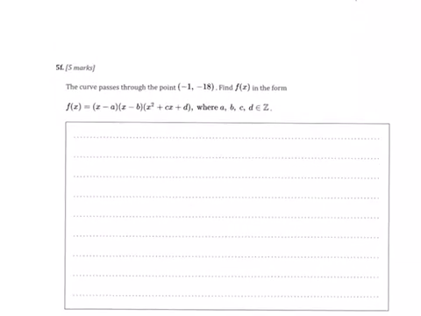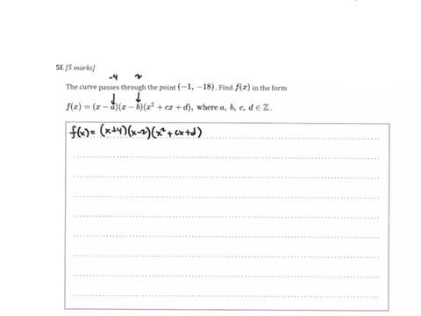Okay, so the curve passes through the point negative 1, negative 18. Find f of x in the following form. Well, first, what I do know is that these 2 would be real roots, which I knew happened at negative 4 and a positive 2. So f of x would equal x plus 4, x minus 2, x squared plus cx plus d.